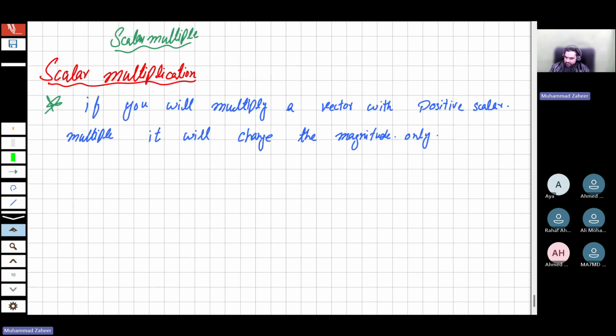For example, if you have a vector A and you multiply this vector by 2, it will become 2a. So look here, the vector is the same, the direction is the same, just the magnitude will be double. If you multiply by 4, it will be 4 times a. If you are multiplying with a positive value, it only changes the magnitude. The direction is still the same.